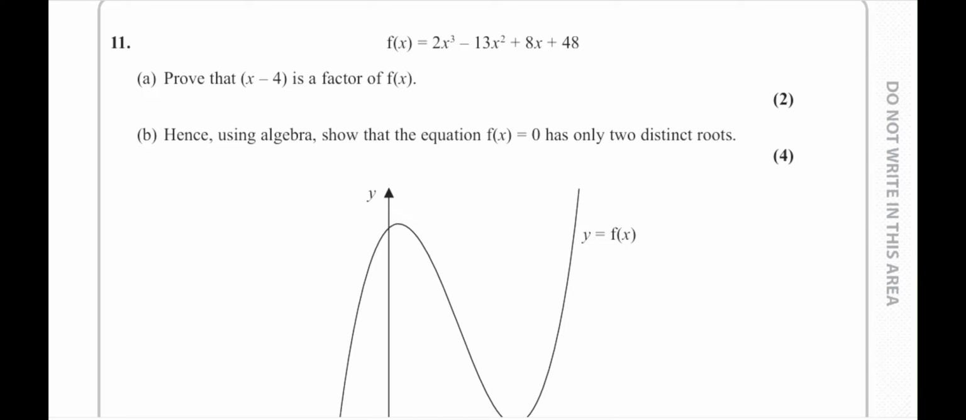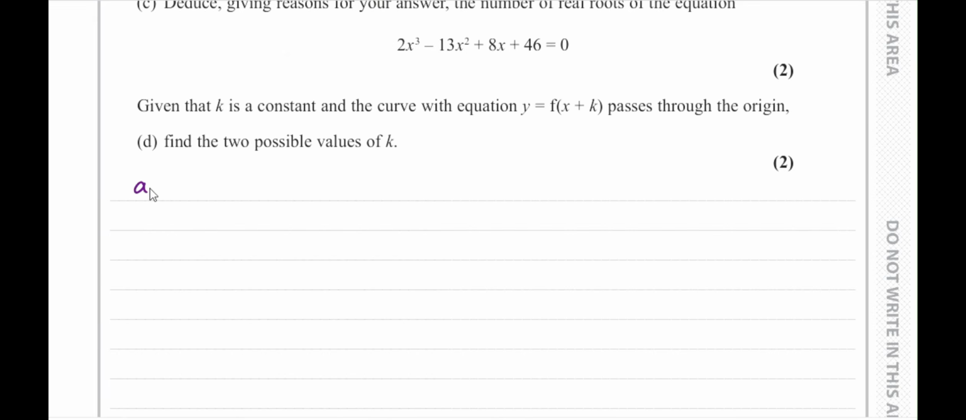Question 11. f of x equals 2x cubed minus 13x squared plus 8x plus 48. Prove that x minus 4 is a factor of f of x. So let's write f of x equals 2x cubed minus 13x squared plus 8x plus 48.